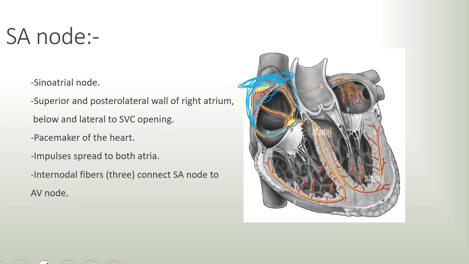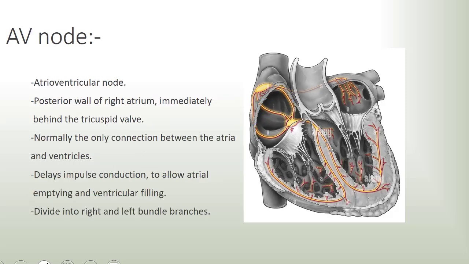and cause atrial contractions. The impulses will then travel from the SA node to the AV node through three fibers, one within the anterior wall of the right atrium, one within the lateral wall, and one within the posterior wall. These are called the anterior, middle, and posterior internodal fibers, respectively. Now, the AV node, or the atrioventricular node, will then receive the impulses, and it will send it to both ventricles via the bundle branches.